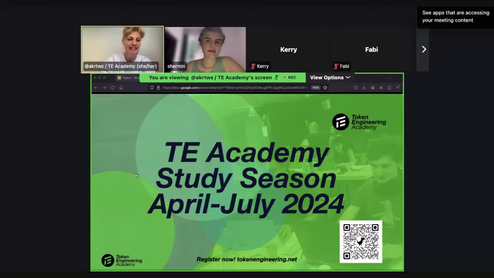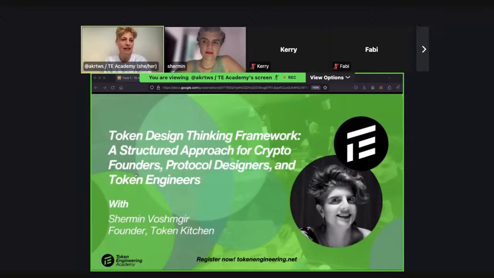We'll have the final session today with Shermin on the token design thinking framework, a structured approach for crypto founders, protocol designers, and token engineers. This is the fourth session we run on this topic, and today we'll see who has passed the criteria for the submissions we've received, working on a case study and exploring a token model via the token design thinking framework. So drum roll, I'm excited to see the results that we'll share in a moment, so highlights from submissions and also, of course, the total list of students who have passed.